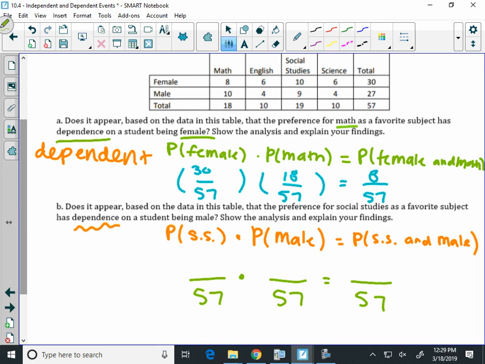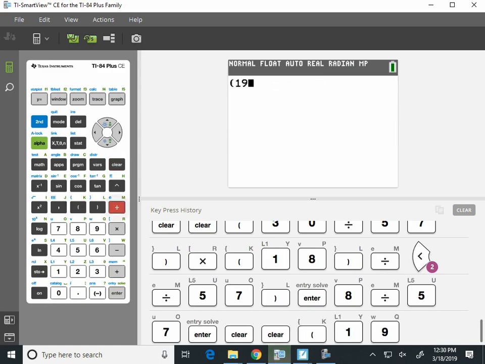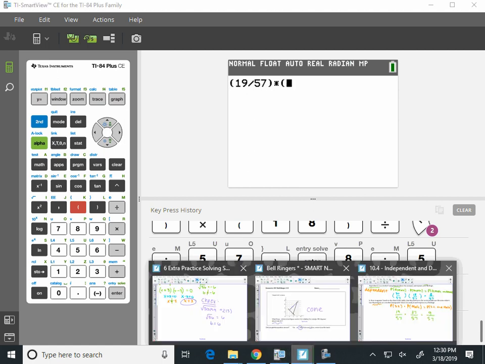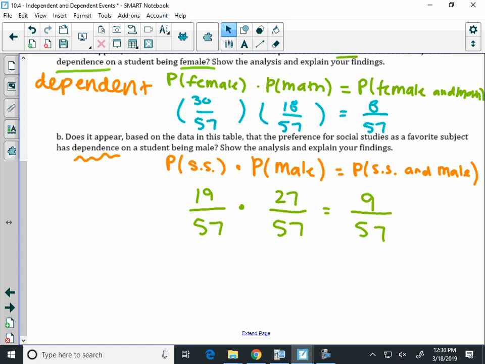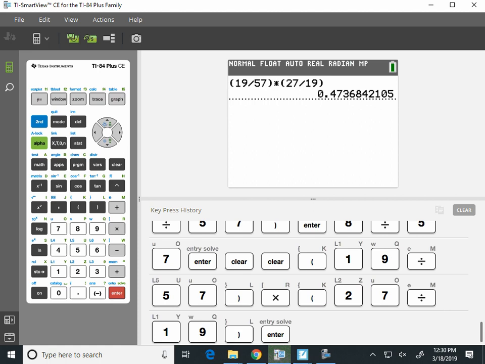Of those 57, how many total like social studies? 19. Of those 57, how many total are male? And then how many total are both social studies and are male? 9. Again, you go to where they intersect on the table. Okay. Then you plug that in your calculator. We're going to do 9 divided by 57 times, I said 9, I wrote 19, sorry. What is it? 27 divided by 57. And we get that decimal.